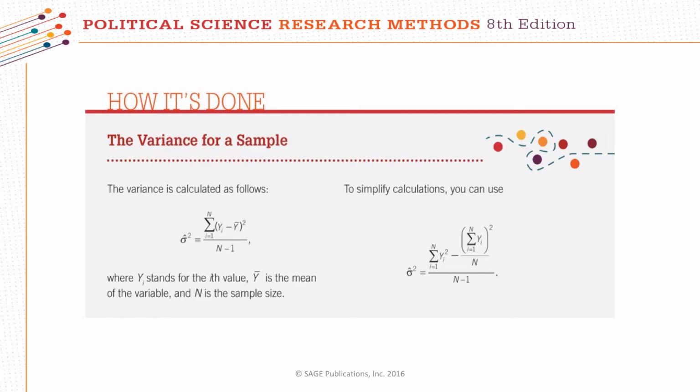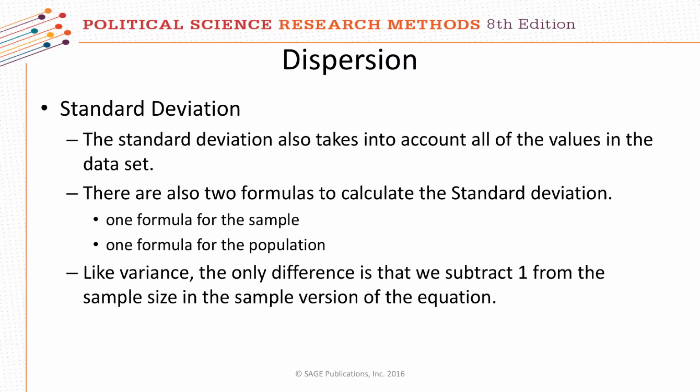All variance is, is taking a measure of each observation's distance from the mean. How far away is any given observation? What is the variance of this observation from the mean? That's all it's doing. And variance is important because variance leads you to standard deviation.